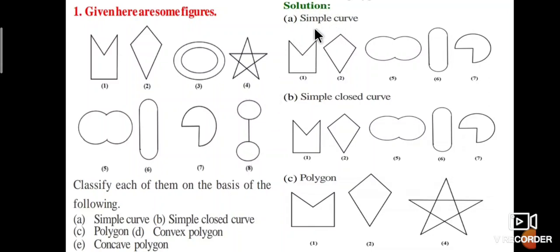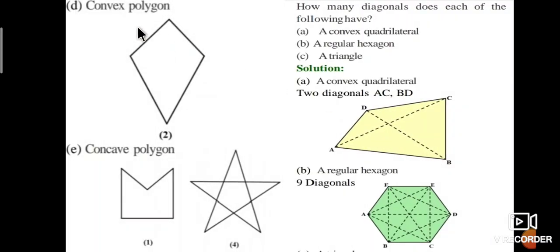The solution: simple curves are figure 1, figure 2, figure 5, figure 6 and figure 7. Simple closed curves are also figure 1, figure 2, figure 5, figure 6 and figure 7. Polygons are figure 1, figure 2 and figure 4. The convex polygon is figure 2. The concave polygons are figures 1 and 4. This is the solution of this question.